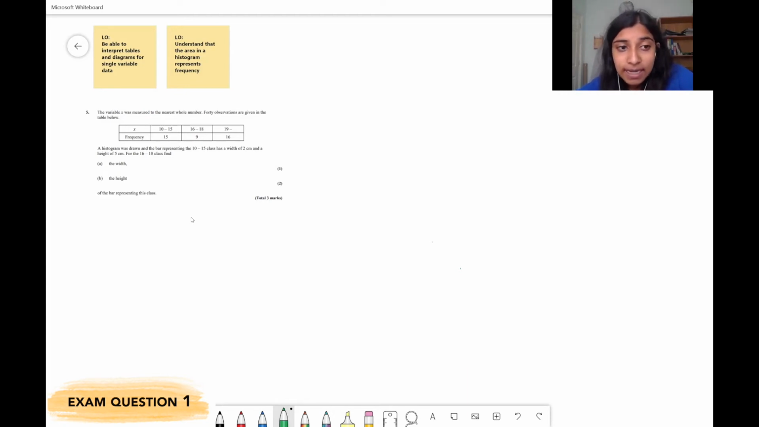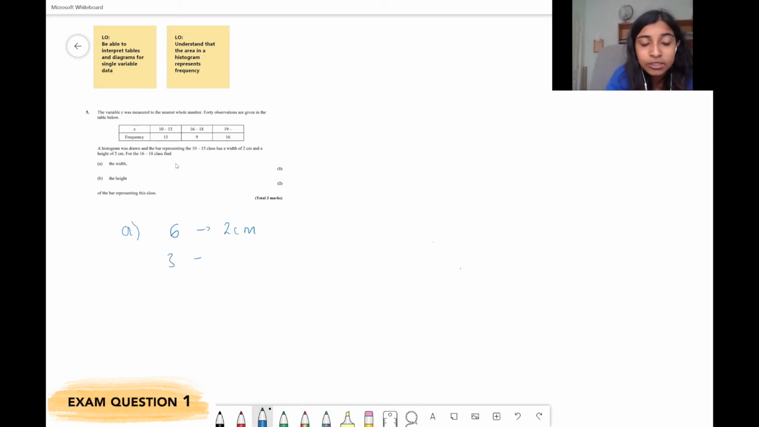For the 16 to 18 class, first we want to find the width. To do that, we just use the information we're given. The 10 to 15 class has a width of 2. That means from 10 to 15, which is 6 numbers, represents a width of 2 centimeters. And for 16 to 18, we have 16, 17, 18. So for 3 numbers, how much is that going to represent?